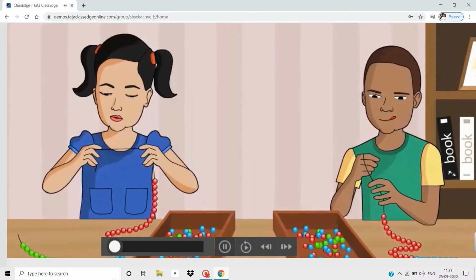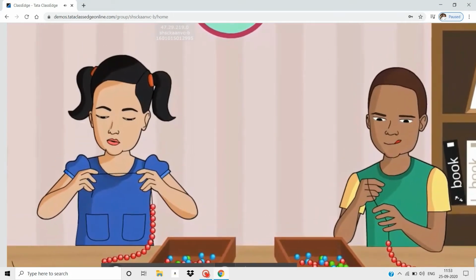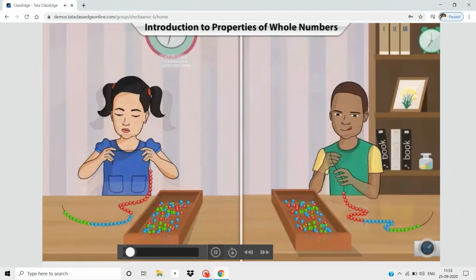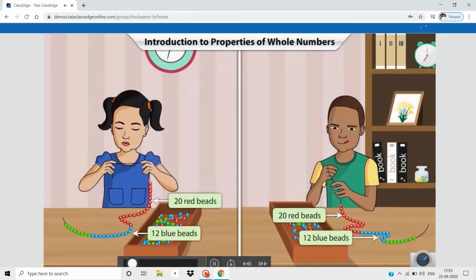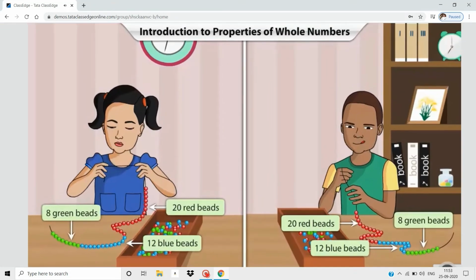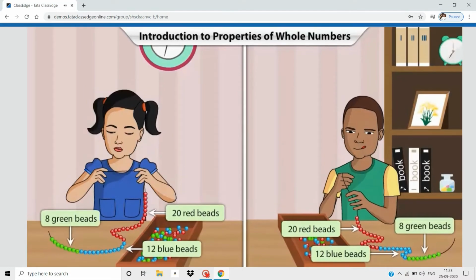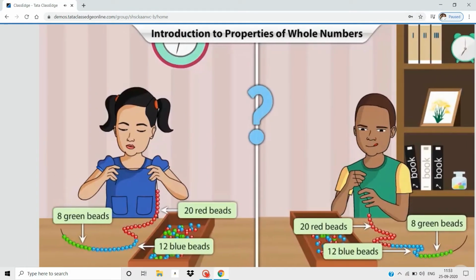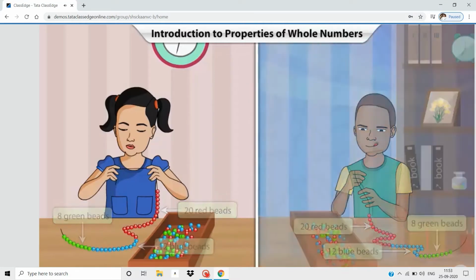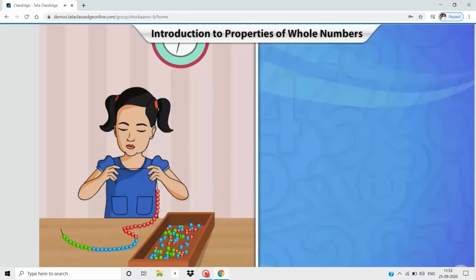Sona and Ishan are making necklaces using beads. They have used 20 red beads, 12 blue beads and 8 green beads so far. They are curious to know how many beads they have used in all. They both try to add the beads in their own way.